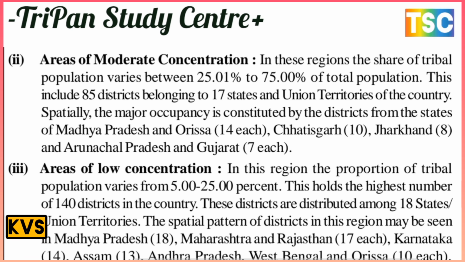The area of moderate concentration: in this region the share of tribal population varies between 25.01% and 75.00% of the total population, and this includes 85 districts belonging to 17 states and union territories of the country. A major share is constituted by districts from the states of Madhya Pradesh and Orissa. Chhattisgarh has 40, Jharkhand 10, Arunachal Pradesh 9, and Gujarat 7 each. This is a most important point.